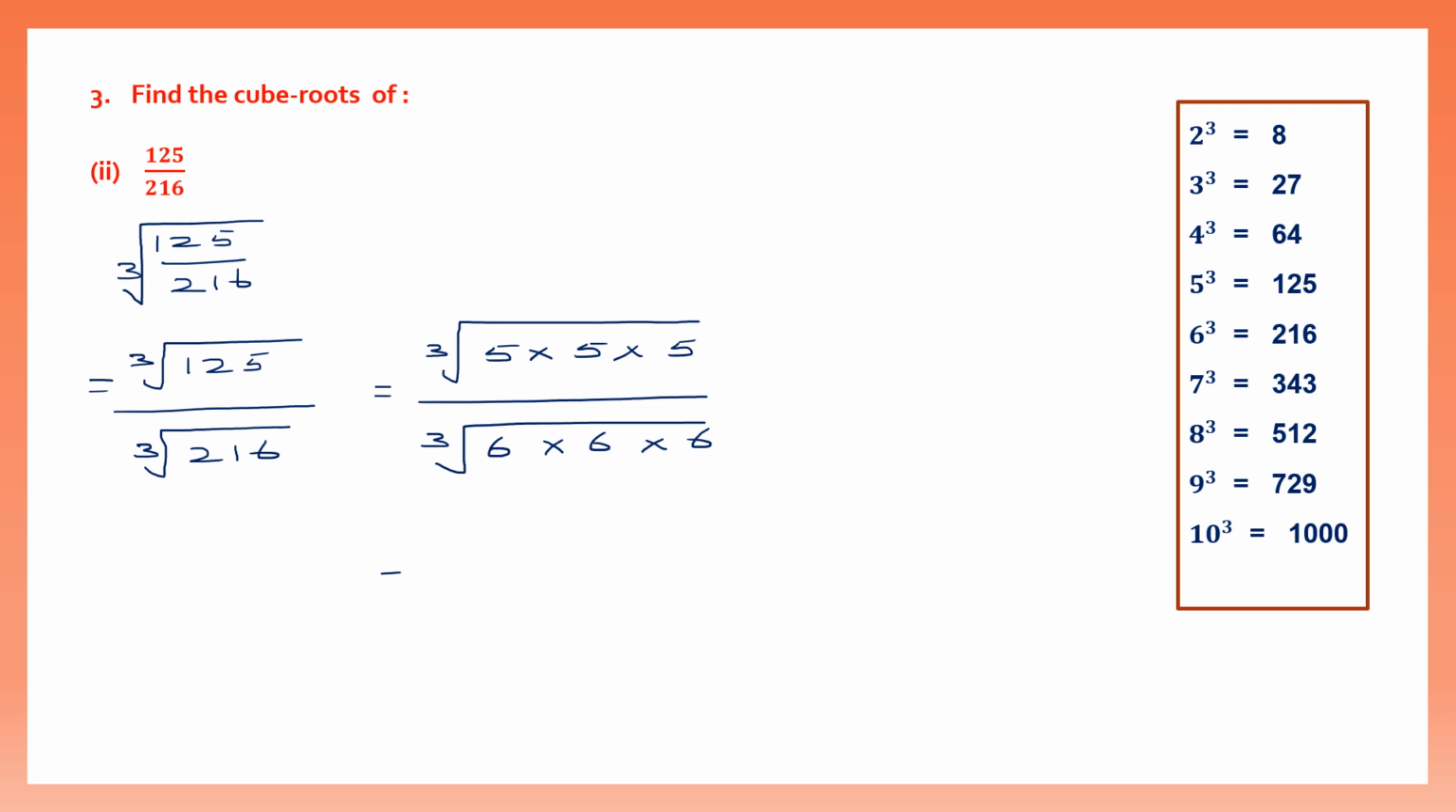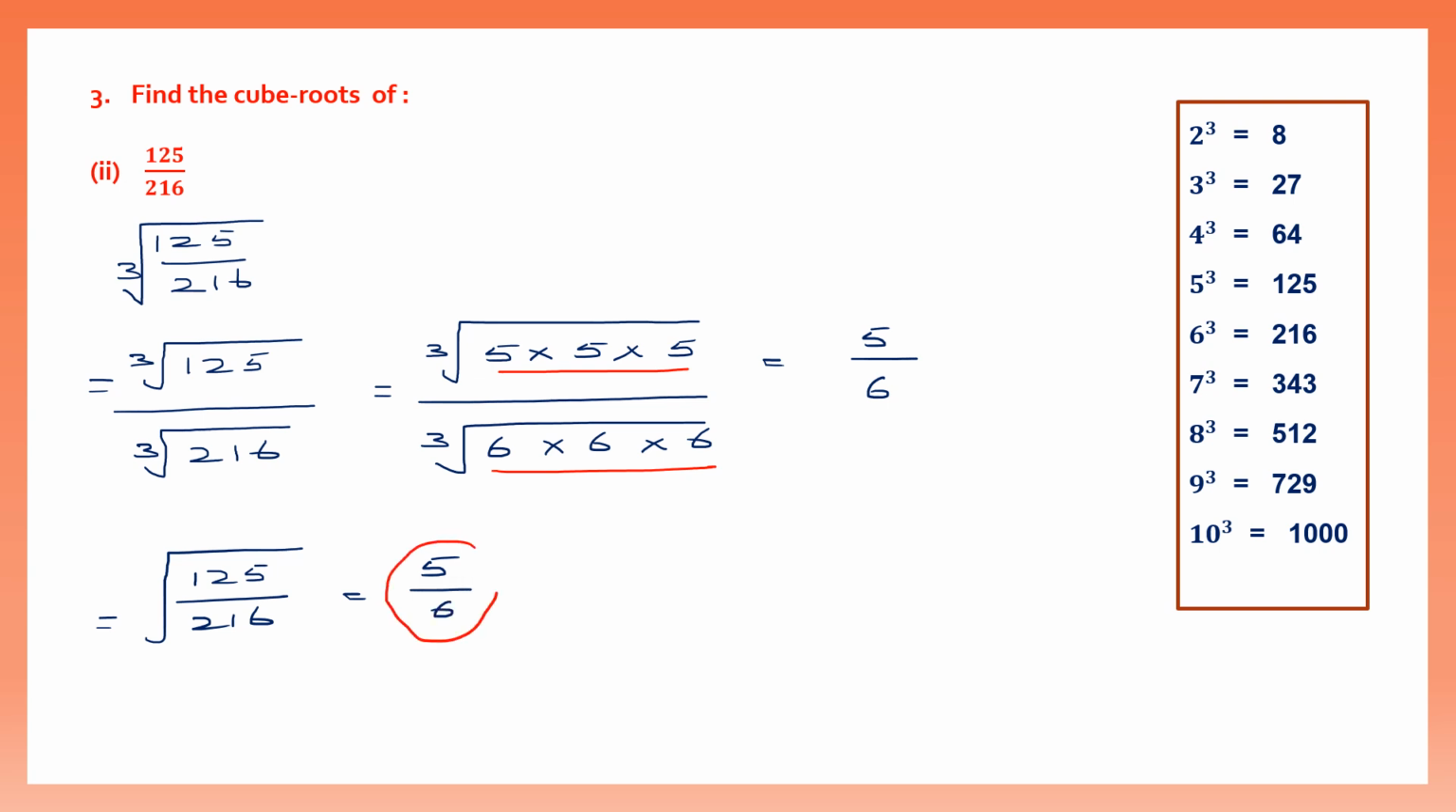Now we are going to take 1 from each triplet. So here we have 1 triplet. We're going to take 1 from there, so it becomes simply 5. And down also we have a triplet, a group of 3, and we're going to take 1 from that, which is 6. So now we have found the cube root of 125 by 216, and that is 5 by 6. So we've got our answer 5 by 6.